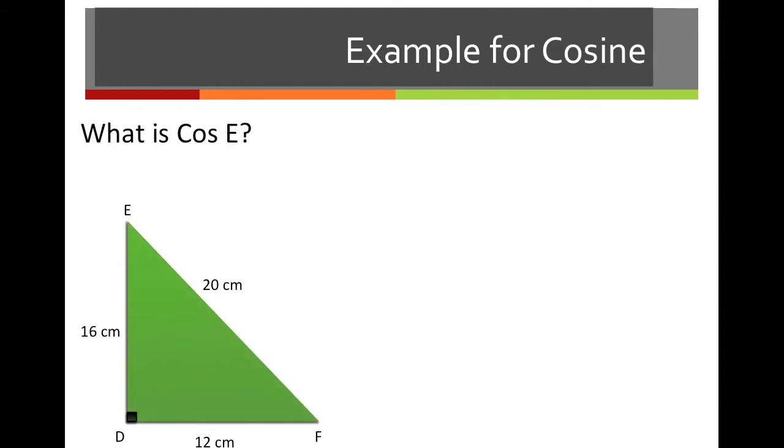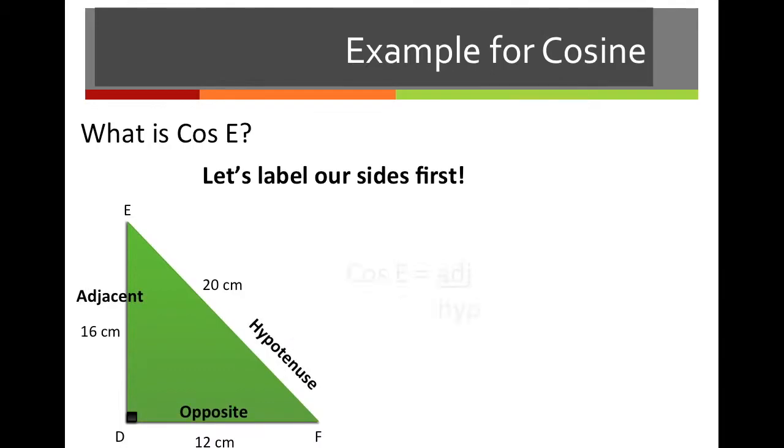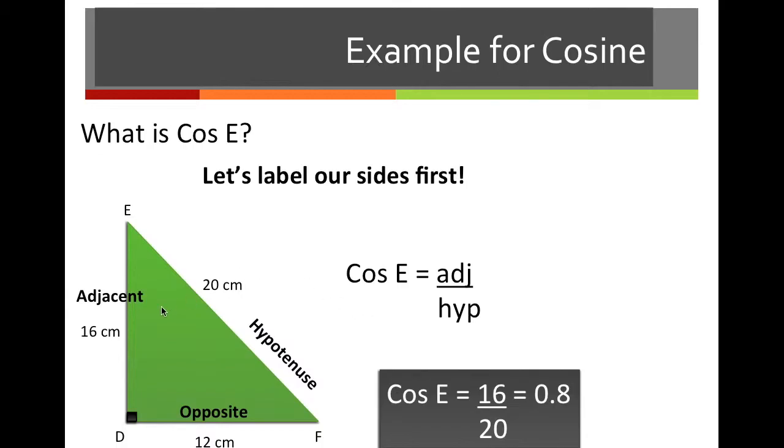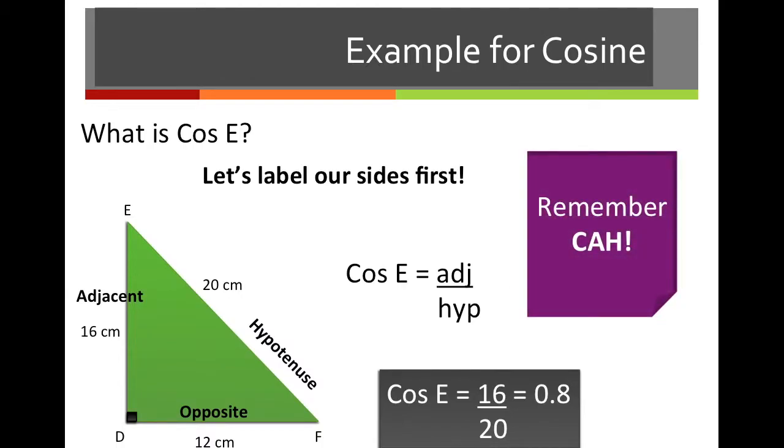Here's an example. Same triangle, but we're going to label our sides focusing on E, and we are going to talk about cosine, which is CAH, or adjacent over hypotenuse. We're going to plug in what we know. We know that the adjacent side is 16 if we're focusing on E, and we know that the hypotenuse is 20 if we focus on E, and therefore 16 divided by 20 tells us that the cosine of E is 0.8. Remember, your acronym for cosine is CAH.